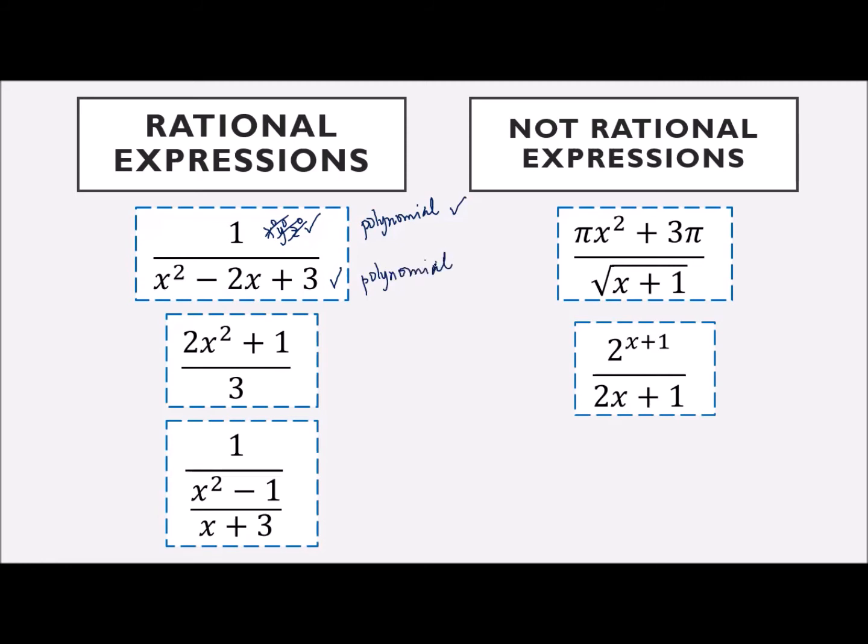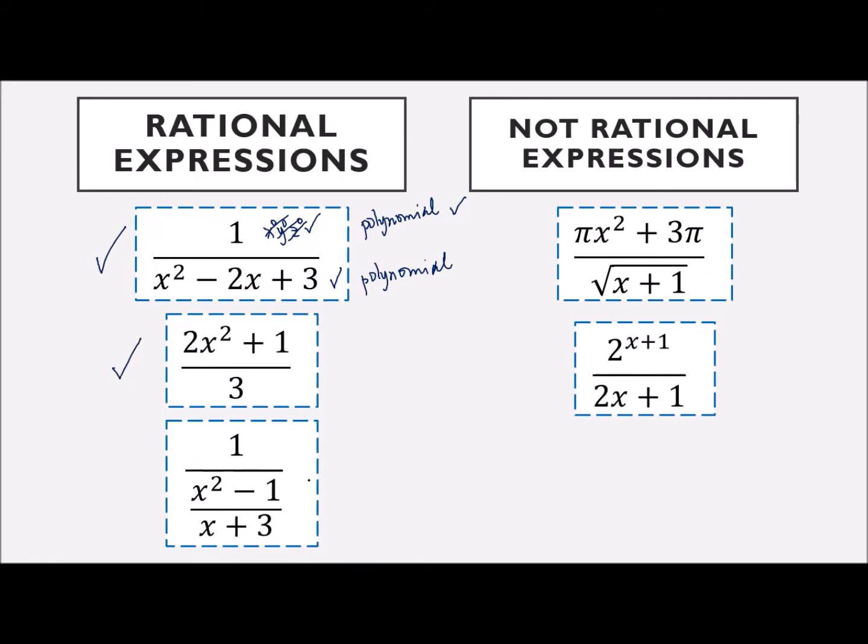Wala naman tayong na-violate. So, ibig sabihin, ito rin ay naka-fraction, naka-ratio, or naka-quotient form. So, this one is a rational expression. Together with this, 2x squared plus 1 over 3, rational expression din siya.